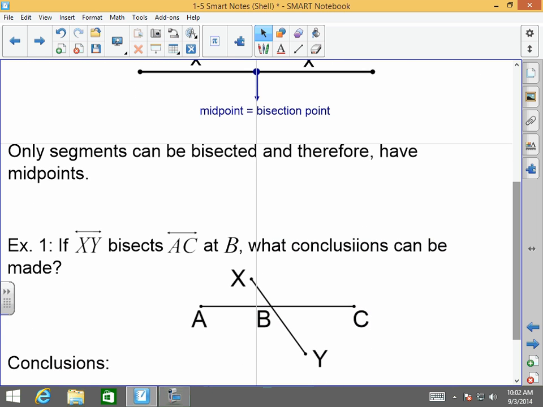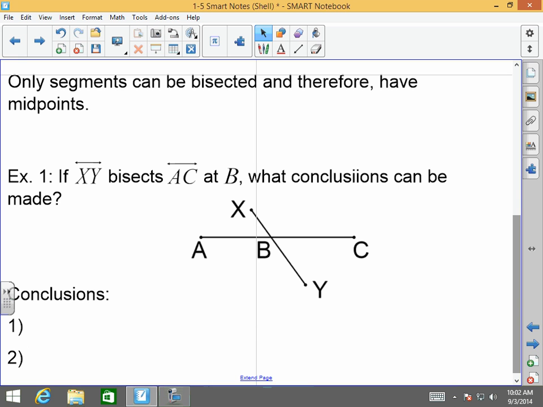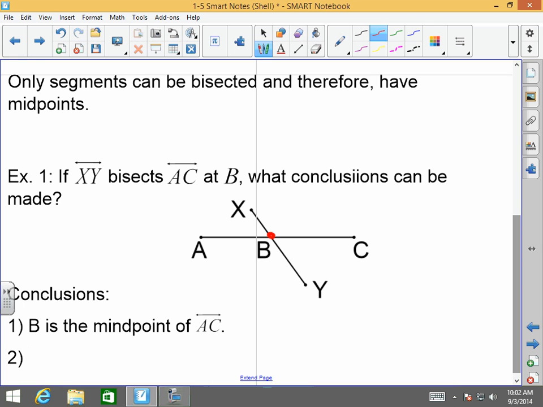Now, let's prove it. Look at a little proof here. In this case, if XY bisects AC at B, what conclusion can be made? Well, what can I tell about point B here? Yes, absolutely. B is the midpoint of AC. And if B is the midpoint of AC, what can I tell about AB and BC? Think about it. If B is the midpoint, what can I tell about AB and BC? That they're the same. They are congruent.